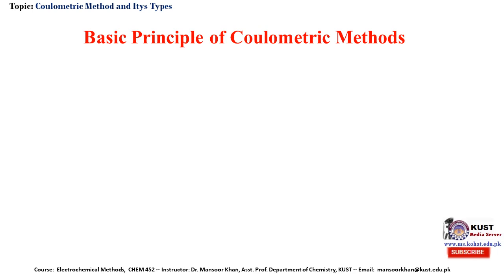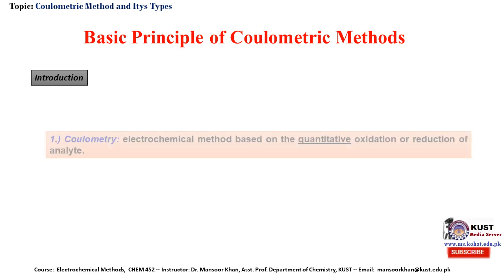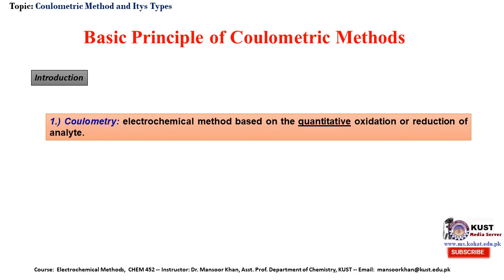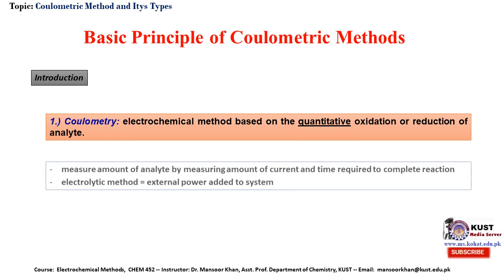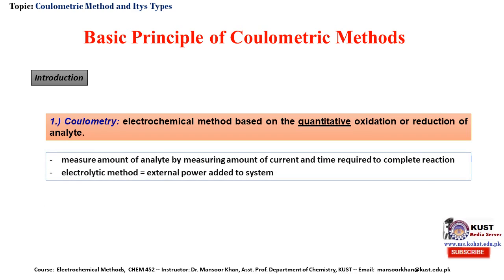In this whole chapter we will discuss coulometric methods, which are used for qualitative and quantitative methods of analysis. So, introduction. A question arises: what is coulometry? Coulometry is an electrochemical method based on quantitative oxidation or reduction of an analyte. In coulometry, we measure the amount of analyte by measuring the amount of current and time required to complete the reaction.